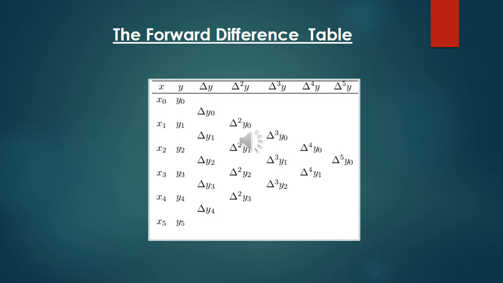Then in the second-order finite difference column, delta squared y, the first element is delta squared y0, which is equal to the difference delta y1 minus delta y0, and is placed between delta y0 and delta y1. The second element is delta squared y1, which is equal to delta y2 minus delta y1, and so on. We can fill all the other columns the same way.